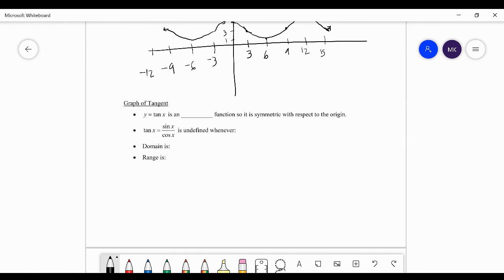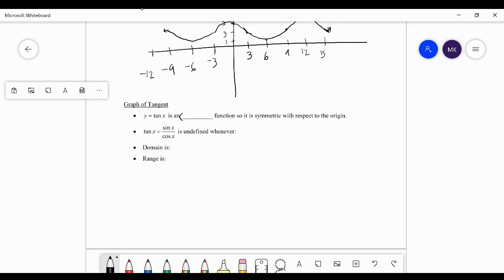So y equals tan of x is an odd function. That means that the tangent of x has functional symmetry that is odd. What that means is it has a rotational symmetry with respect to the origin. If you were to take a piece of graph paper, graph the tangent function perfectly, put a pin at the origin, you could spin that paper around 180 degrees and it would look the exact same.